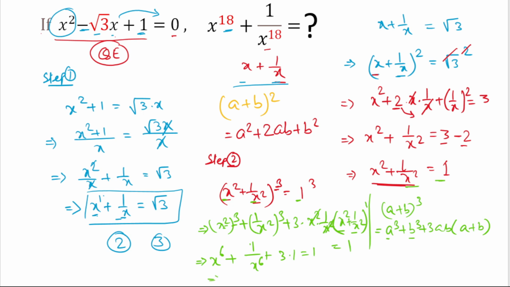So the value of x⁶ + 1/x⁶ here is 1 minus 3 times 1, which is 3. So the value will be 1 minus 3, which is negative 2. So here we have calculated the value of x⁶ + 1/x⁶, that is equal to negative 2. Now in the next page we will simplify it.